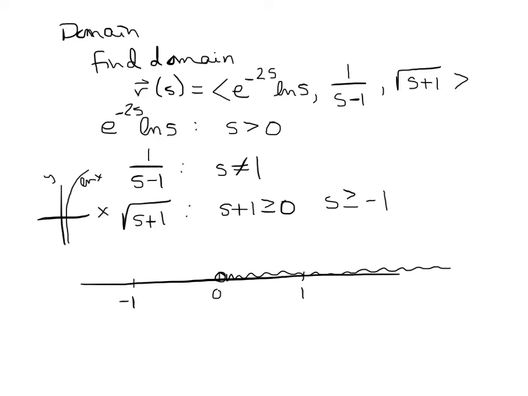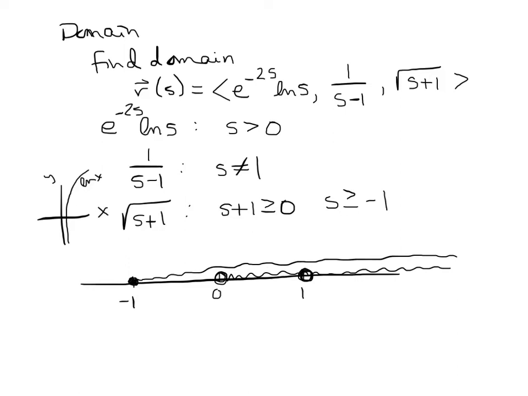Moving on to the next line down, s can't equal 1, so I'm going to put a hole right there. So there's a hole at 0, a hole at 1. And then the third one, s is greater than or equal to negative 1. So that one, I could fill in the dot, and then it's everything greater than negative 1.